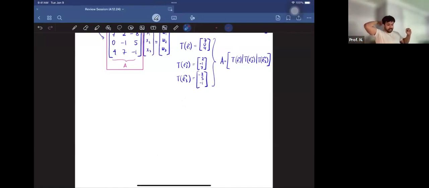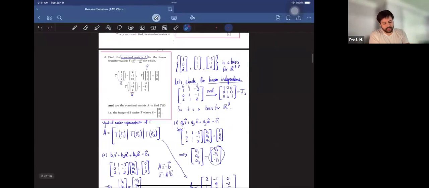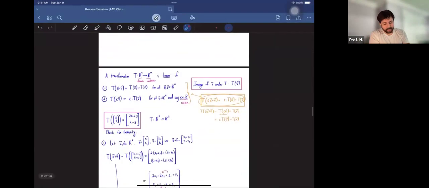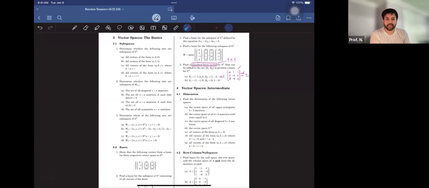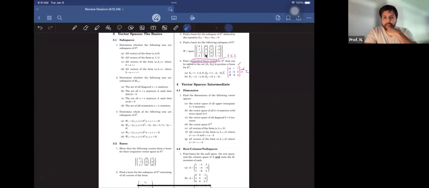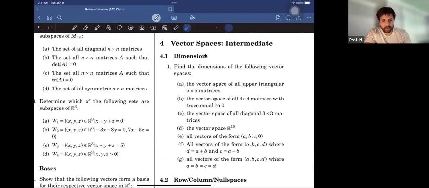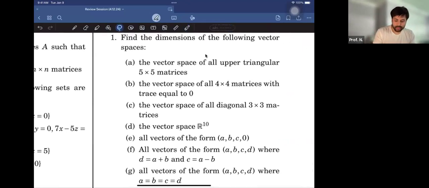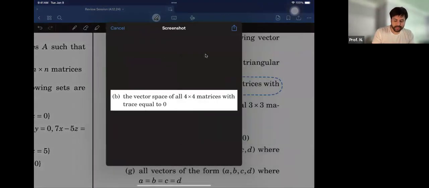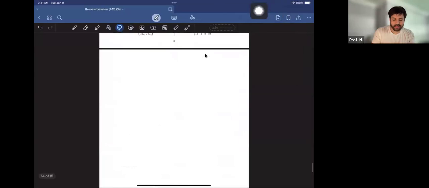If you have any comments or thoughts on the matters we're looking at: transformations, standard matrix representation, determinants, computing determinants, subspaces. 4.1, 4.1.1.b. This is a very good one.